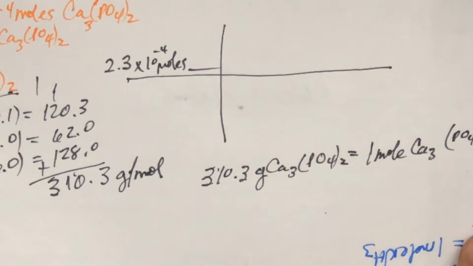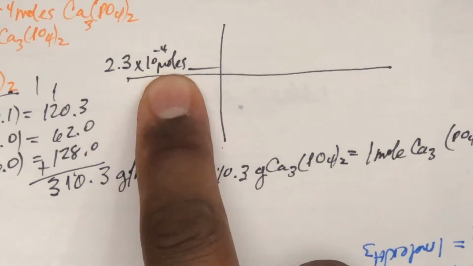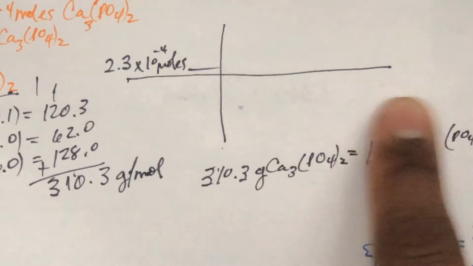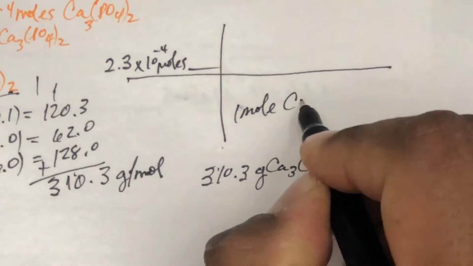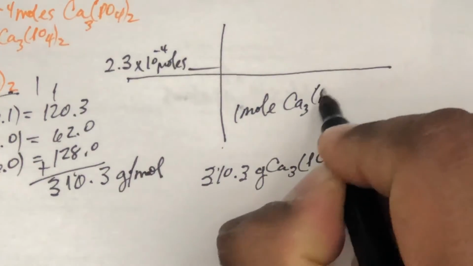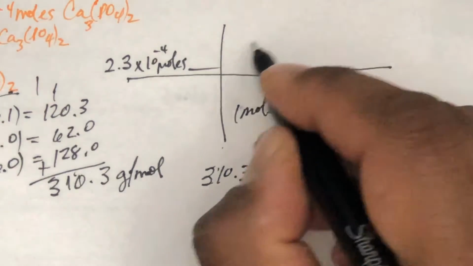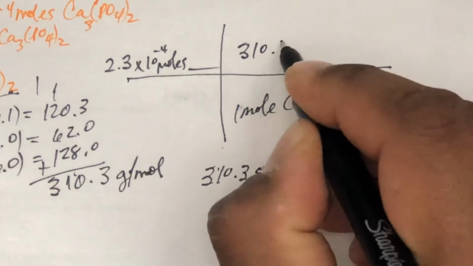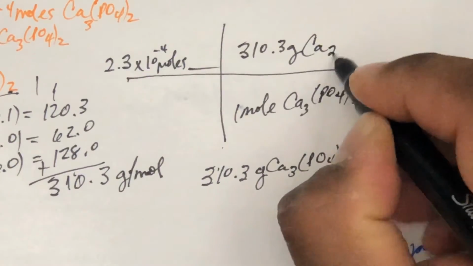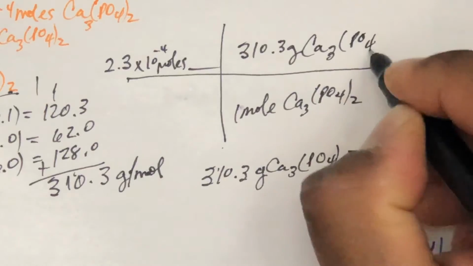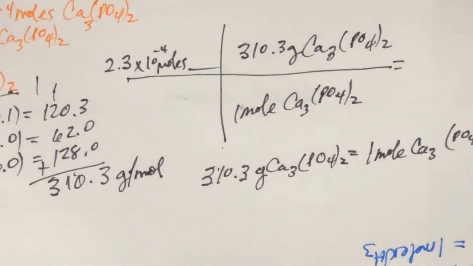Now what are you gonna put down here? Do you put grams? Does that match with that unit? No, it's moles. So that means you're gonna put the 1 mole, and on the top you're gonna have grams. And so now all you gotta do is calculate it.